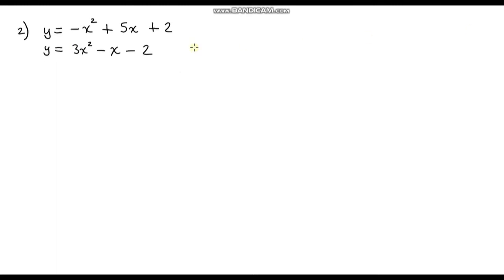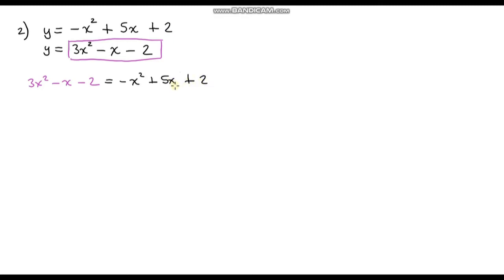Okay, question 2. Now here I can see that we've got two expressions that are equal to y. So it doesn't matter which one we substitute into the other. Let's substitute this expression for y into our top equation. So instead of writing y, I can write 3x squared minus x minus 2. And now that is equal to everything on the right hand side: minus x squared plus 5x plus 2.